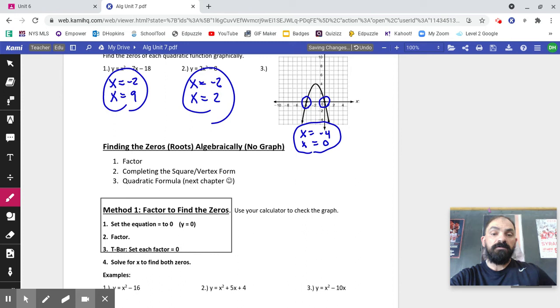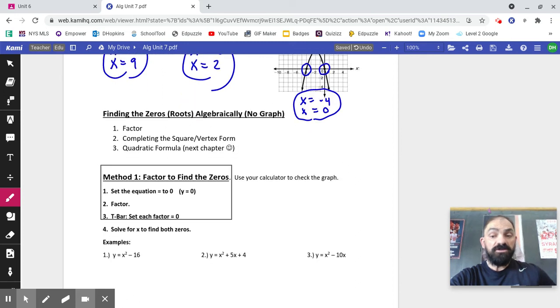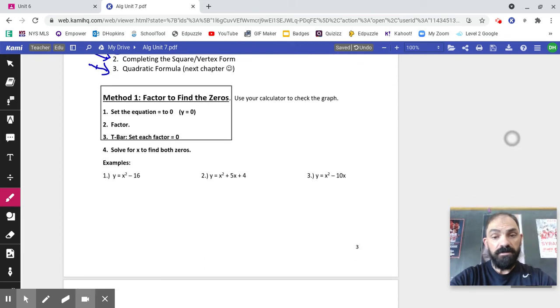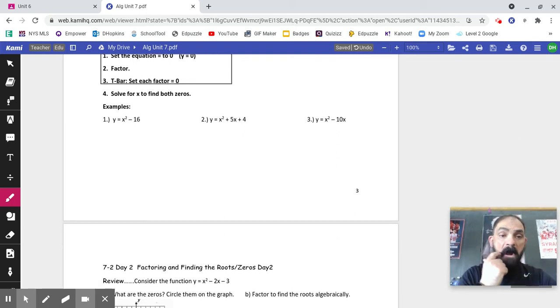We're also going to find the zeros algebraically. And today we are doing that by factoring. In the future, we'll learn by completing the square, and we'll learn by the quadratic formula, which is in the next chapter. So method 1 is to factor. Here's the steps. Set the equation equal to 0, factor it, and then we'll t-bar it and set each factor equal to 0.